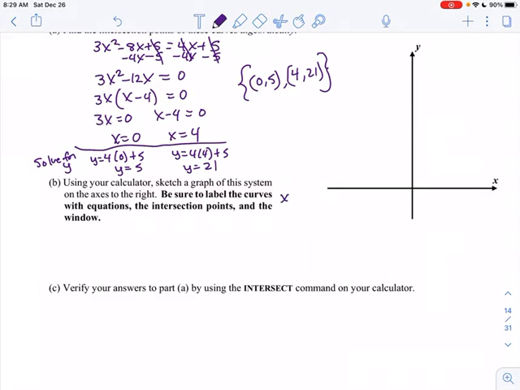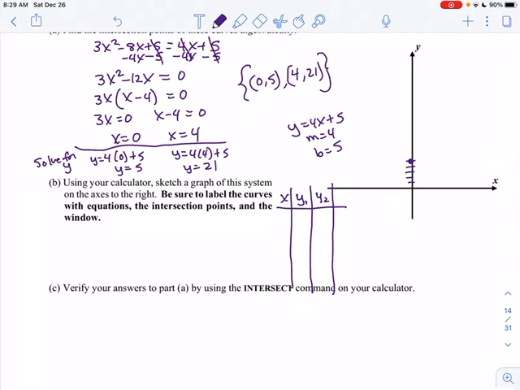You have x and y. And I actually have two sets of y's because I'm going to plug both equations in. Although you don't have to do the line. The line was y equals 4x plus 5. It's probably just easier to graph it by saying the m and the b. M is your slope, which is 4, b is your y-intercept, which is 5. And this is just a sketch, okay? So it's nothing that has to be perfect right here.